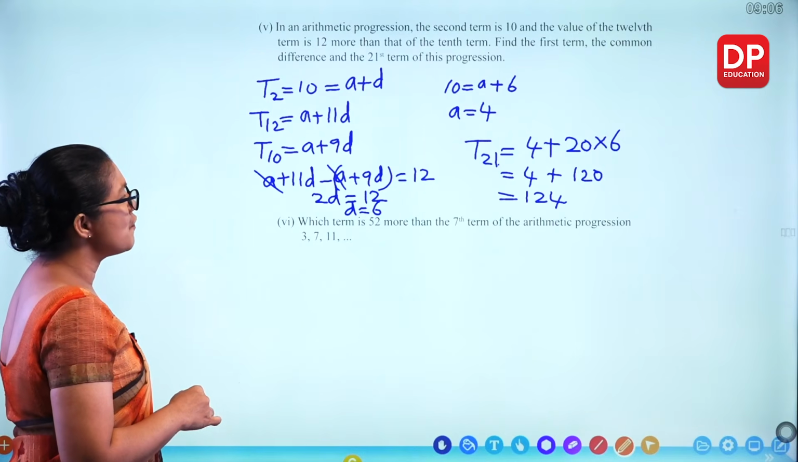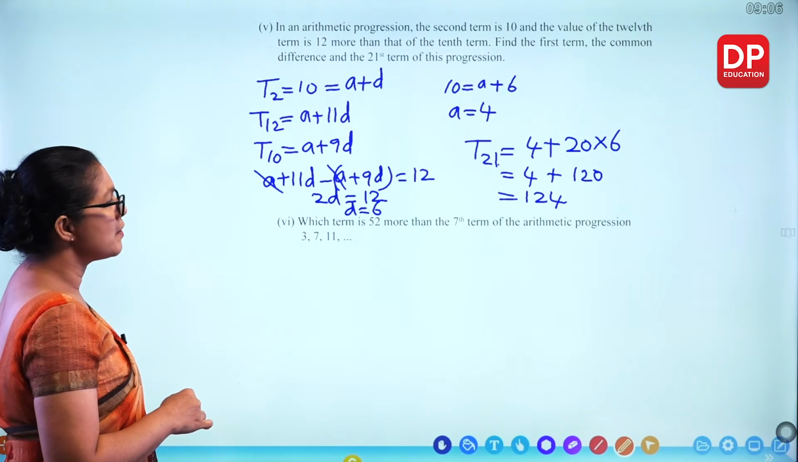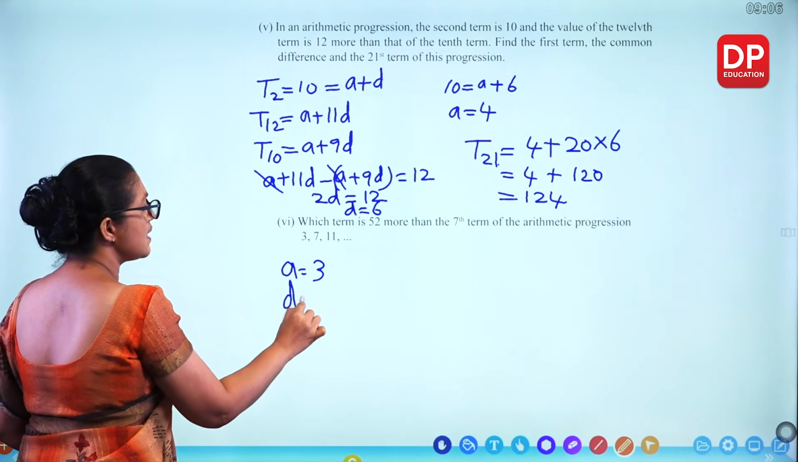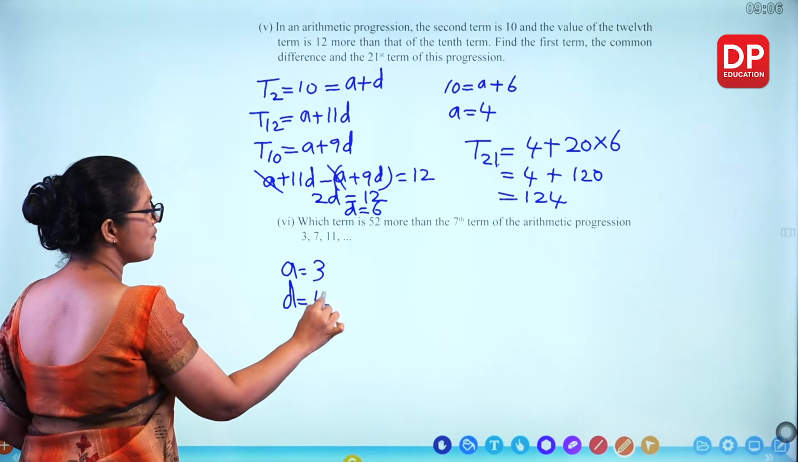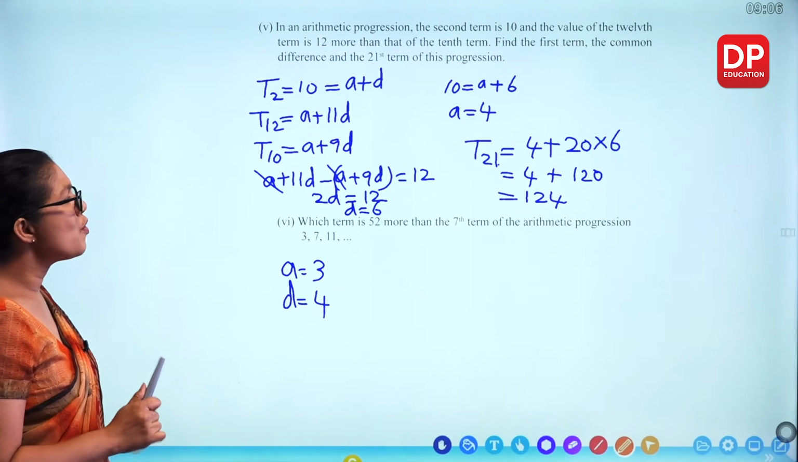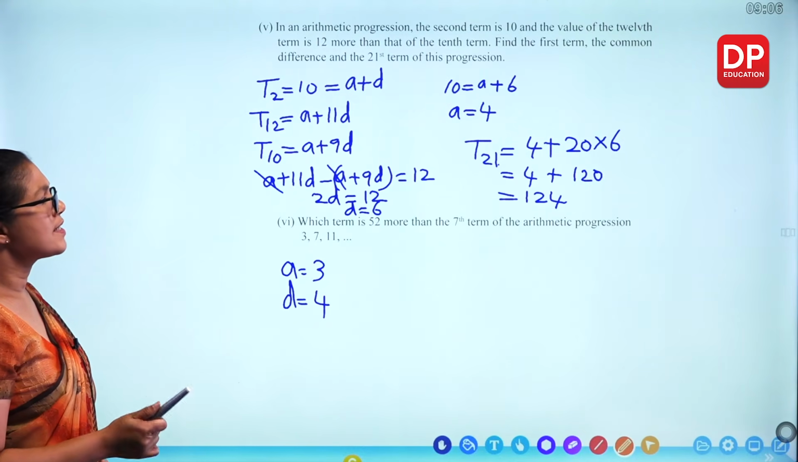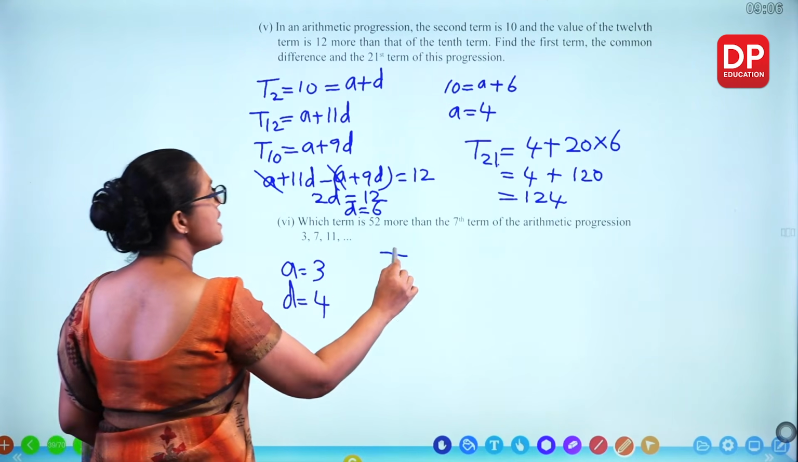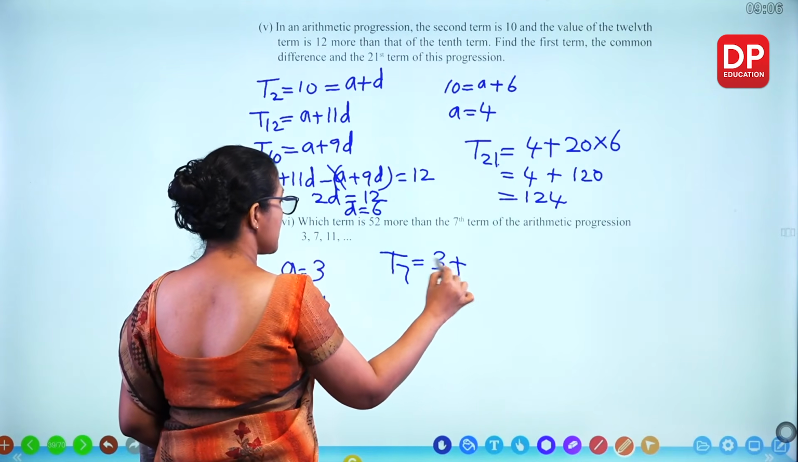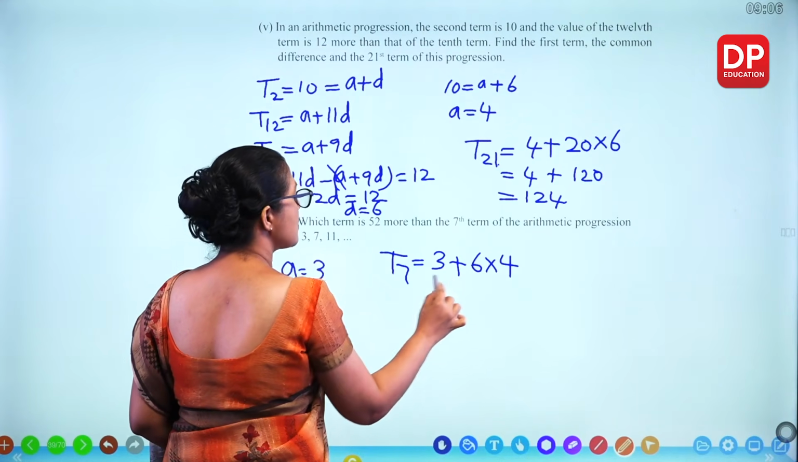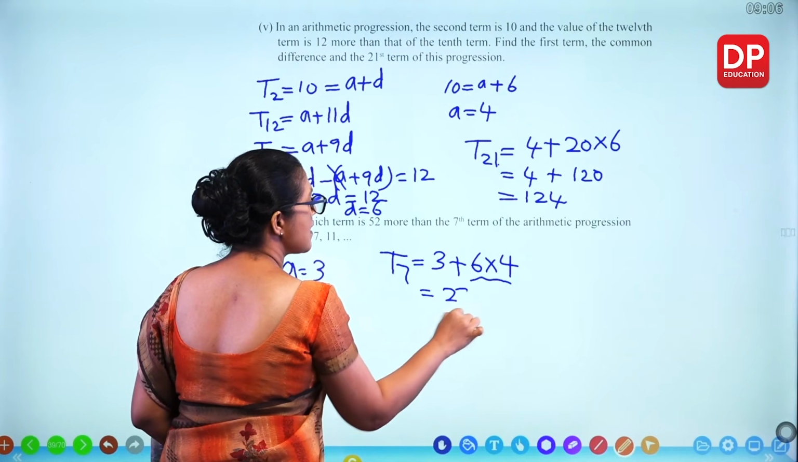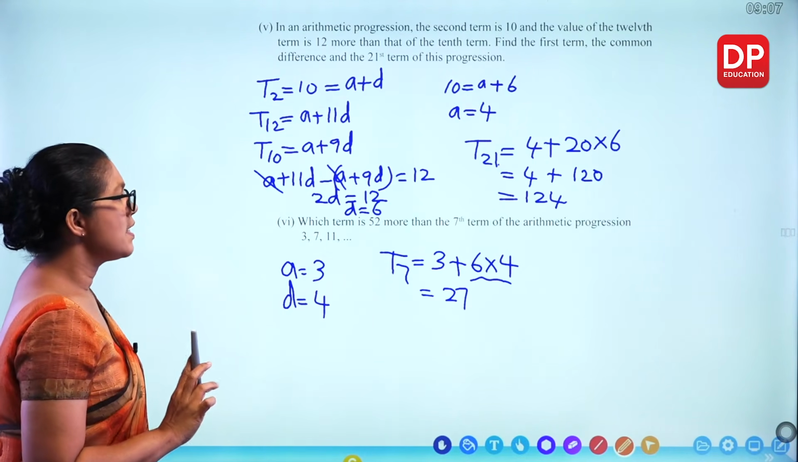Next part, which term is 52 more than the 7th term of the arithmetic progression? A equals 3. What's D? 7 minus 3, you get 4. We have the first term and the difference. So we need T7, the 7th term. What is the 7th term? A plus 6D. So what's that? 24 plus 3, 27. So the 7th term we know is 27.